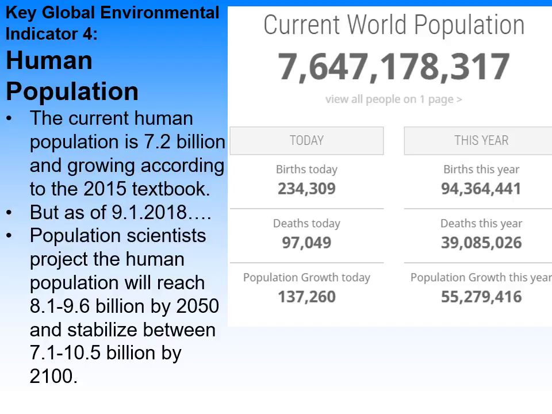By the way, this is updated. Your textbook says around 7.2 billion people on the planet. As of September 1st, 2018, we have about 7.6 billion people on the planet.